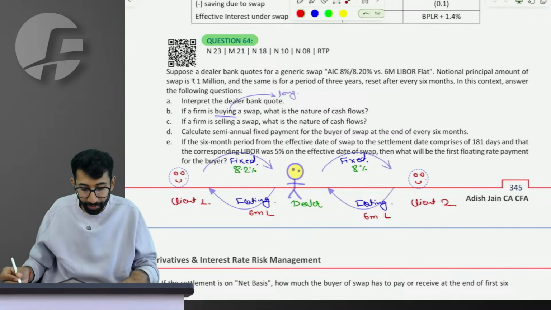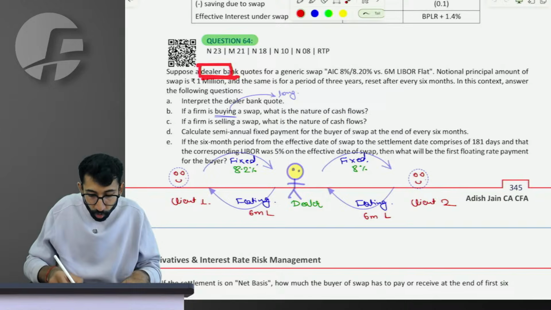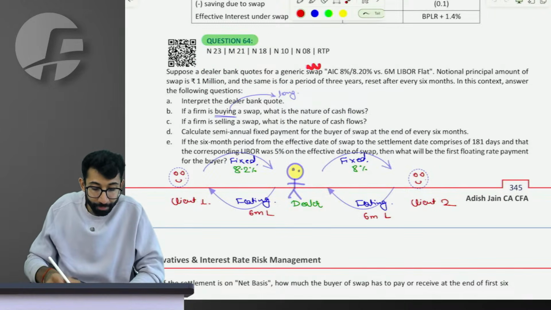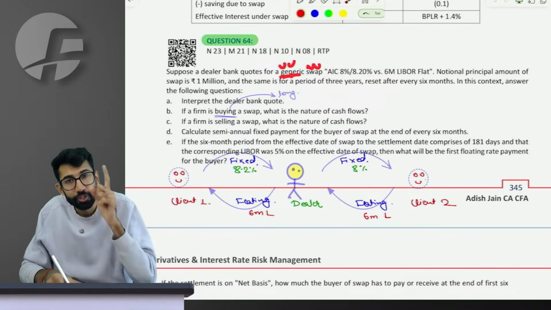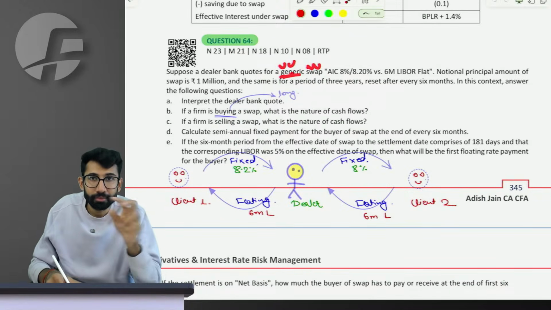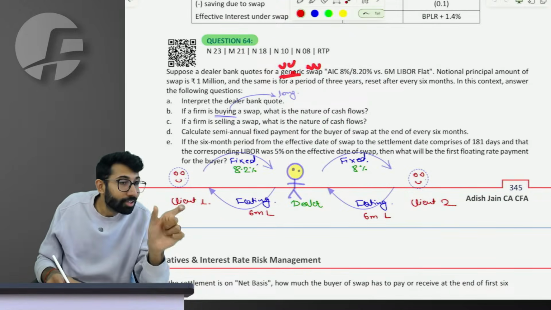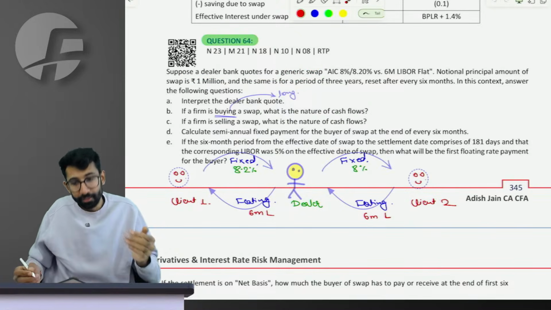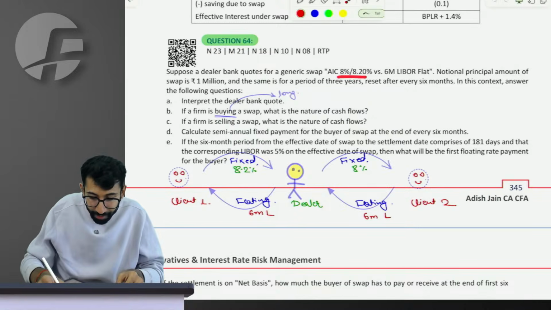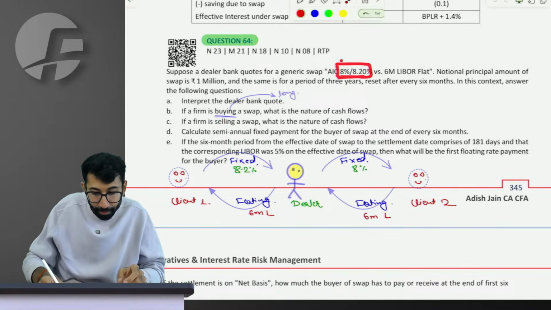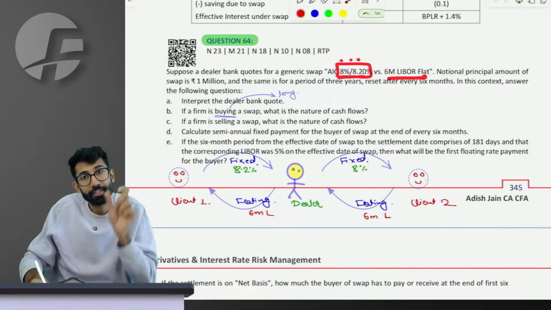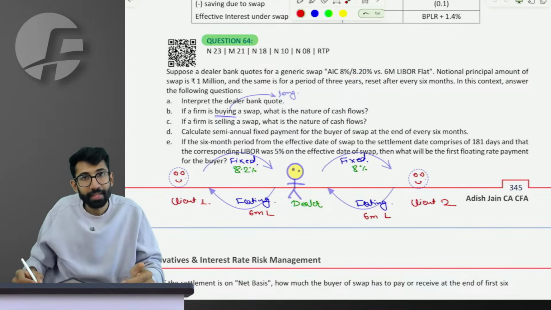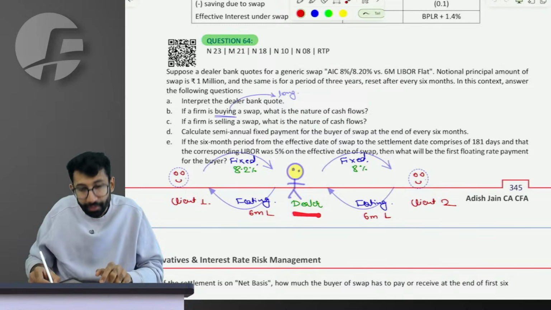Sir, understand the line. A dealer is quoting me a generic swap. I went to the dealer and told him that I want to enter into a swap. He says it is a generic swap, which means fixed will be in 30/360 format, floating will be actual number of days over 360 format. This is what the dealer is saying. Fine. The dealer is saying the fixed part is 8 or 8.2. The floating part is 6-month LIBOR flat, which means only 6-month LIBOR.